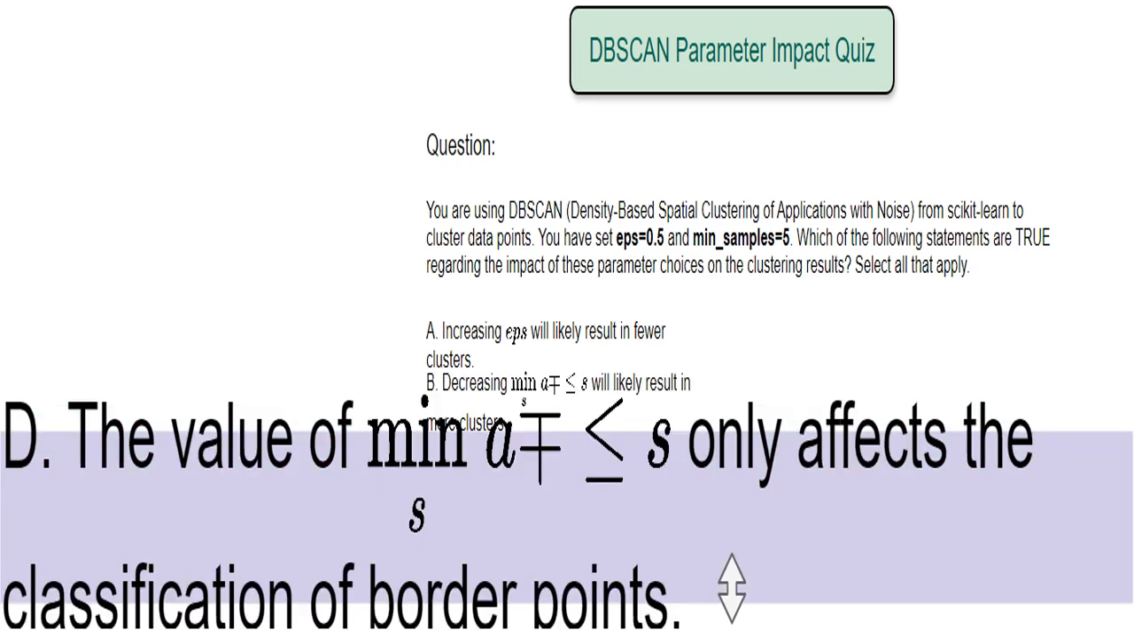This explores your understanding of how min_samples affects different point classifications in dbscan. Do you know that min_samples influences both core and border points? Since a core point's definition also depends on the value of min_samples, it's essential to correctly interpret how min_samples affects both core and border points.